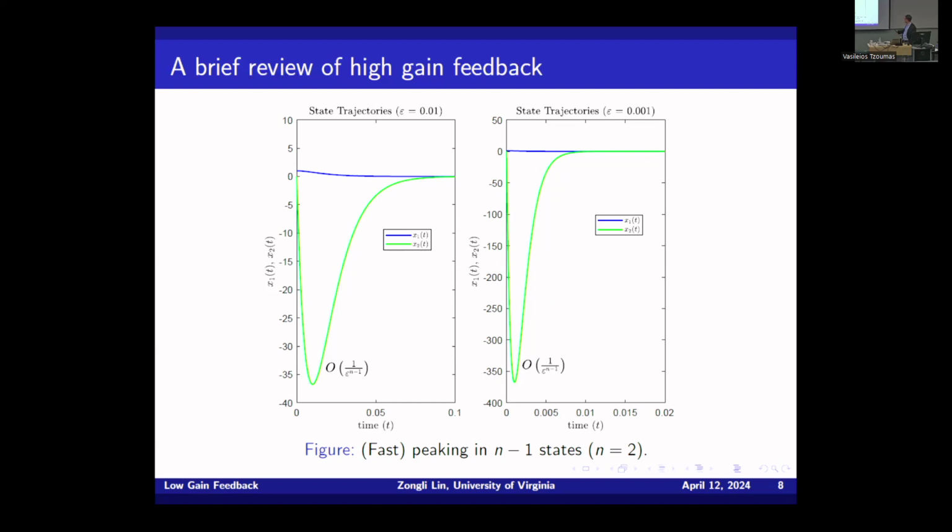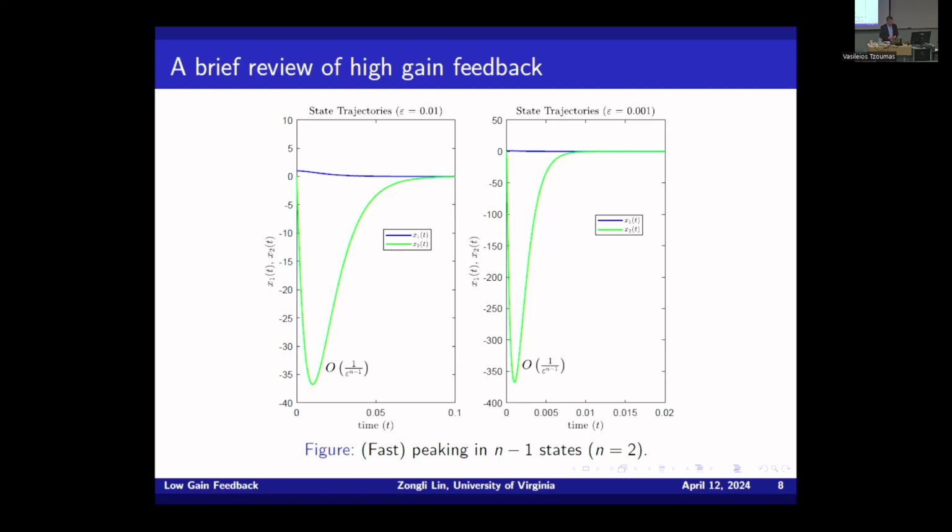So this is like 10 times faster than this, right? Or even more than that. And you look at the magnitude here. This looks very similar, but look at the scale here. It's minus 400, and this is 40. So it's about 10 times smaller, right? But this is a second order system. If we had a third order system, the comparison of this would be 100 times. So this is the peaking phenomenon.